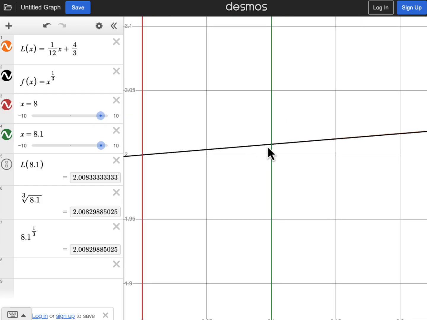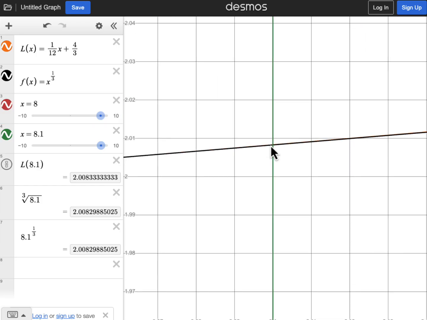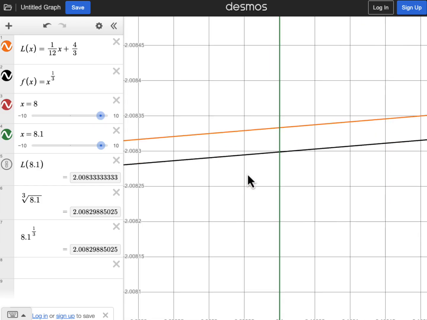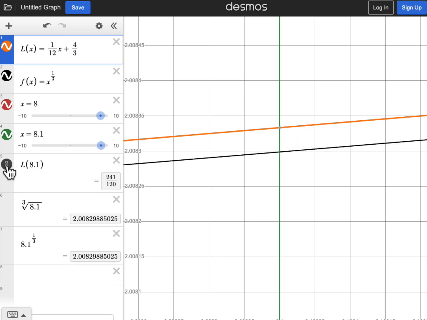I'm going to go to 8.1 and continue to zoom in here until I can see that they are different. So at this zoom level, the orange is the tangent line and the black is the original function. So on the black function, this output is a rounded version of the exact cube root of 8.1. But instead of using this number as the cube root of 8.1, we used this tangent line result, 2.0083, and then the 3 repeating, which is the value of this fraction, 241 over 120.